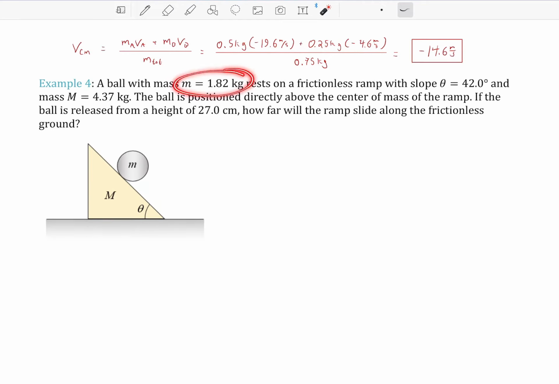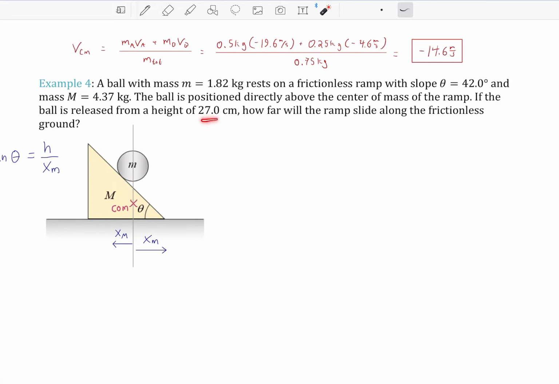A ball with a known mass is at rest on a frictionless ramp. We know the slope of the ramp, and we know the mass of the ramp. The ball is positioned directly above the center of mass. Okay, so that's going to be the idea, that the center of mass of this ramp is close to the corner, but that is its center of mass. That would just be due to some unequal density distribution, but we don't care. It doesn't affect the problem, all right?